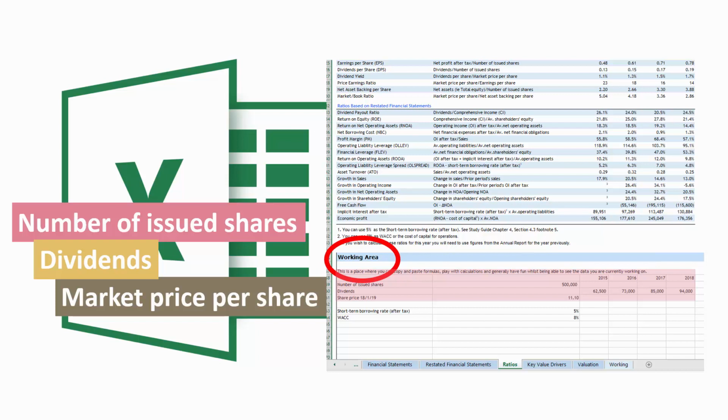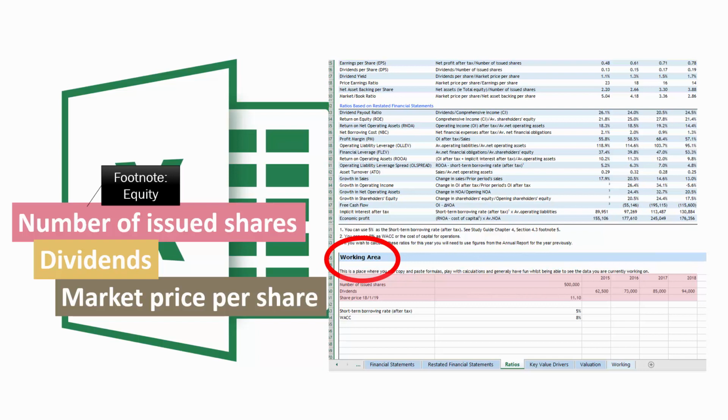You can usually get your number of issued shares from a footnote for your equity in your firm's balance sheet. You can usually find your firm's dividends from its statement of cash flows each year. And I found Ryman Healthcare's share price by Googling Ryman Healthcare's share price.